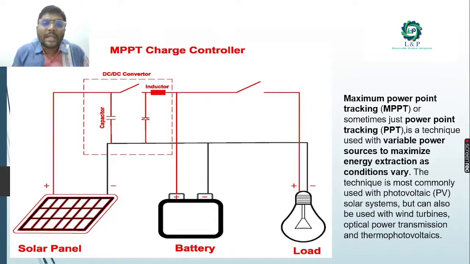So what is MPPT? MPPT is maximum power point tracking, or in short form, power point tracking technique. In this technique, very simply, with the help of a variable power source we try to extract the maximum energy by continuously varying it. This is the simple technique: we extract the maximum power from the available source.